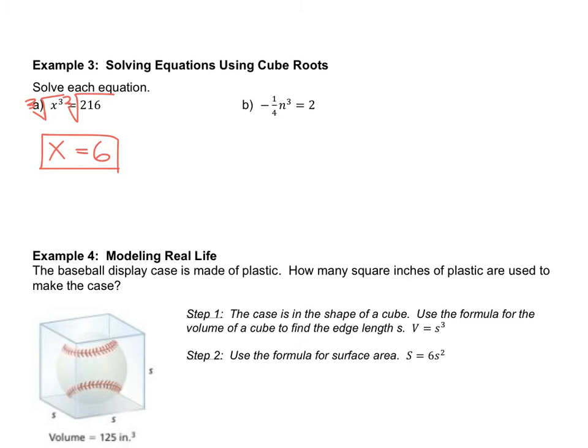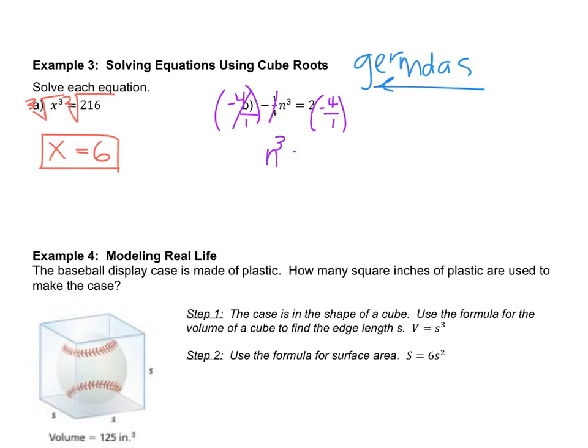For letter B, I can't just do the cube root right away, because if you think of GERMDOS going backwards, the first thing I need to get rid of is actually the multiplication. So I'm being multiplied by a fraction. So the way that you inverse a fraction is you multiply by the reciprocal. So that cancels out the fraction. So I just get n to the third. And then over on the side, I'll get negative 8. You can write negative 8 over 1, but, you know, I'm just going to write negative 8.